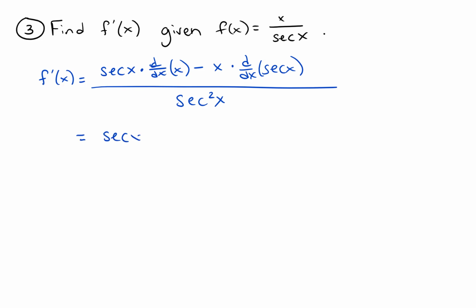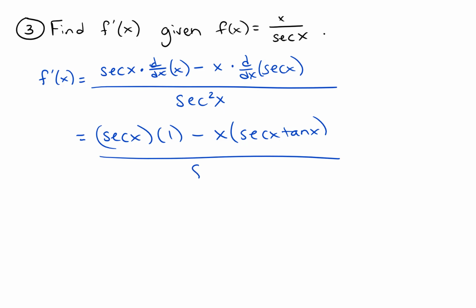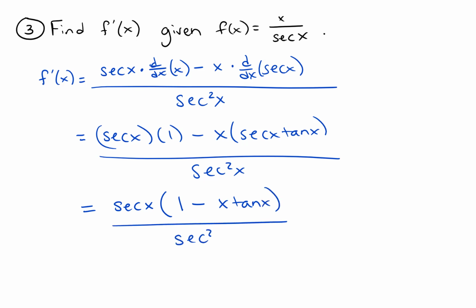Evaluating those derivatives, derivative of x is just 1. Derivative of secant is secant of x times tangent of x, all divided by secant squared of x. So we've evaluated our derivatives, but there is quite a bit of simplifying we can do here. I see that both terms in my numerator have a secant in common, so I'm going to factor that out, which just leaves behind 1 minus x tangent of x. So we are able to cancel out one of our secants here, leaving us with 1 minus x tangent of x all over secant.